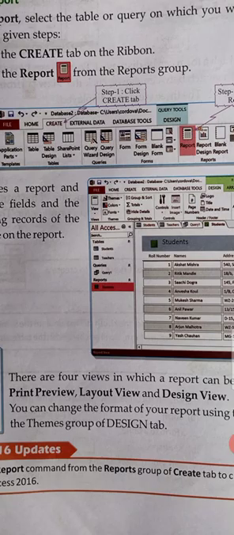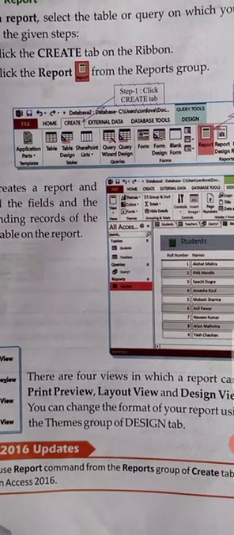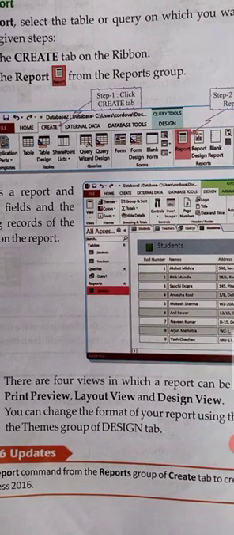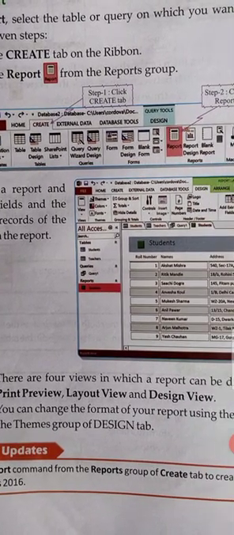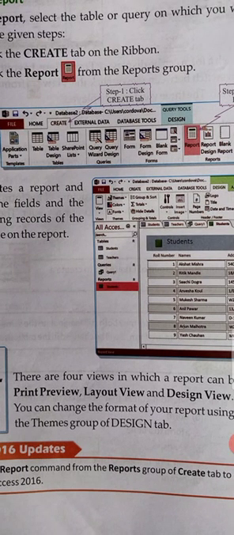There are four views in which a report can be displayed: report view, print preview, layout view and design view. We can change the format of our report using the themes. The themes group of the design tab means we can give the theme, background, appearances.